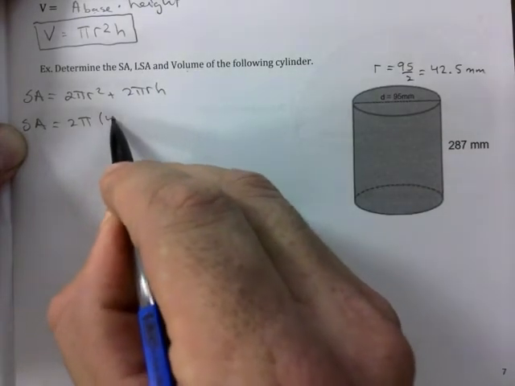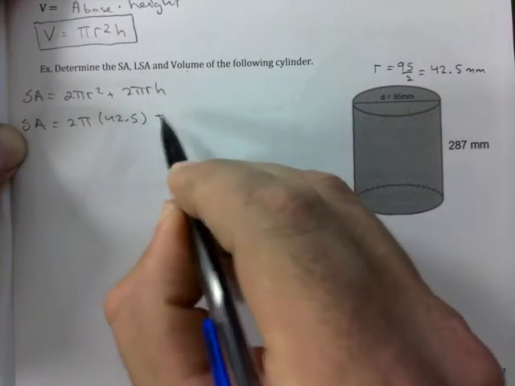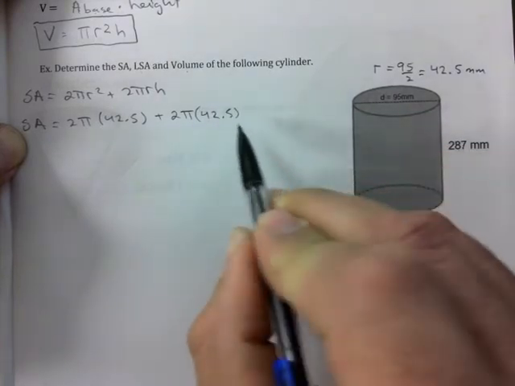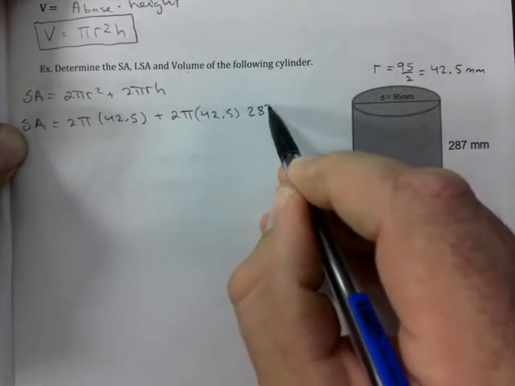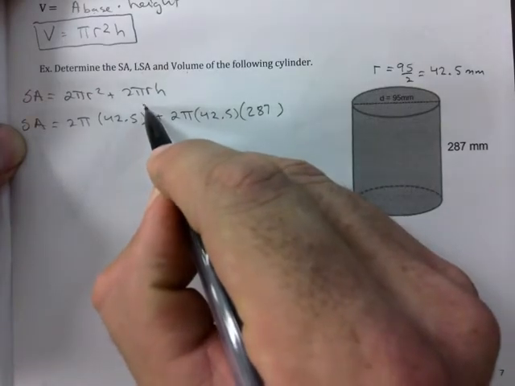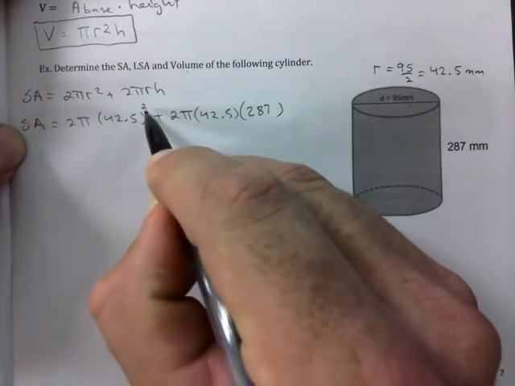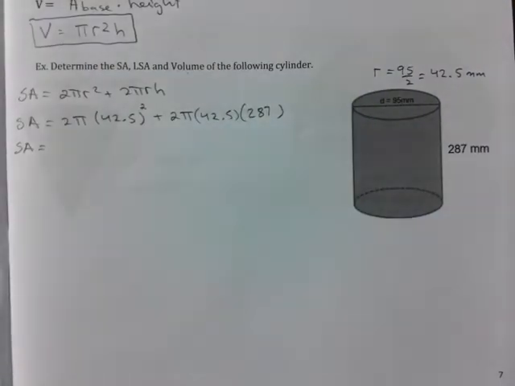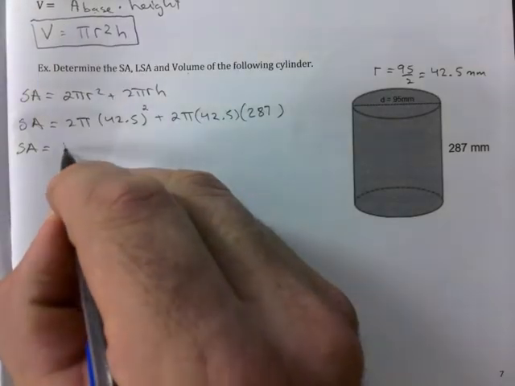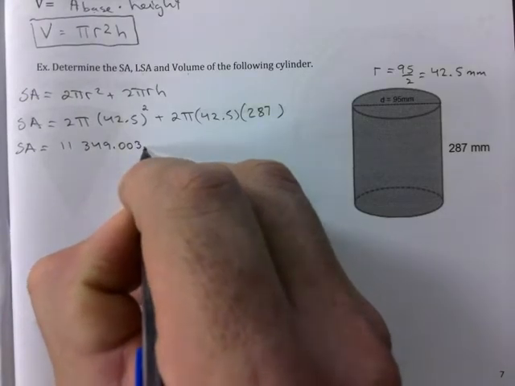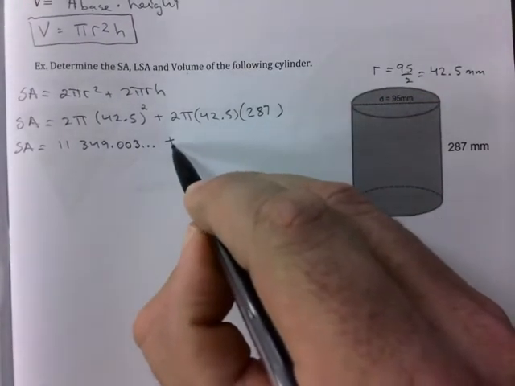So I'm going to plug that in right away. 2 pi times 42.5, plus 2 pi times the radius times the height, and the height is 287. Watch for units. In this case, everything is in millimeters. Good to go. No conversions necessary. I forgot to square this, guys. Can you make sure you add that? It's 42.5 squared. I will just give you the answers here. This is 11,349.003... That means I use all decimals.